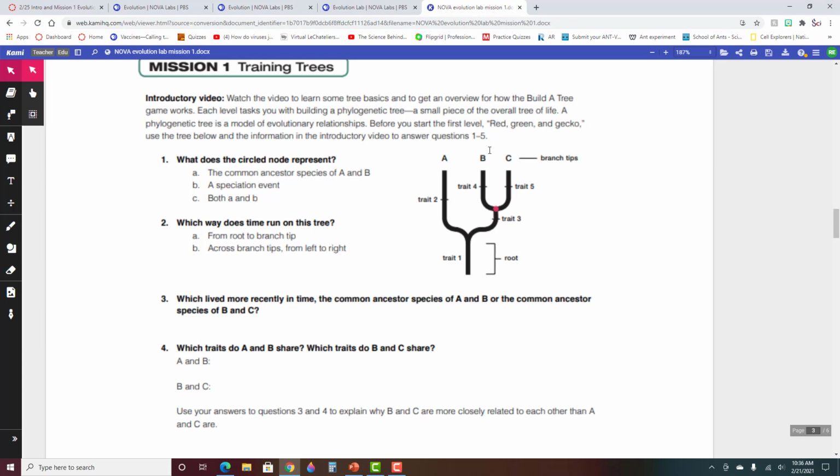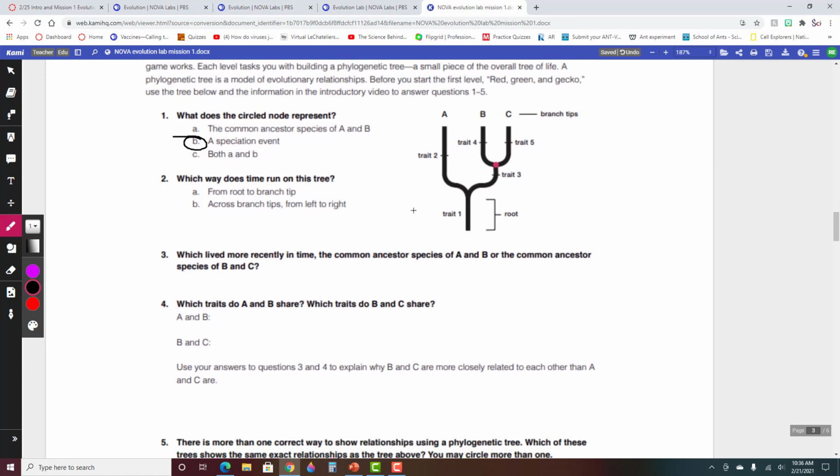And so the common ancestor species of A and B, if you follow them back, it's wherever they intersect, and they would intersect right here, and so that's not where the circle is, so it's not A. And then B is a speciation event, and that is correct. So that is the answer, because it's not C, it's not A and B. But it is a speciation event. So anytime you have a node on a tree where it splits like a fork, that is where a speciation event occurred, meaning you had one species and then all of a sudden it split into two, and that's what these nodes are. Which way does time run on this tree?